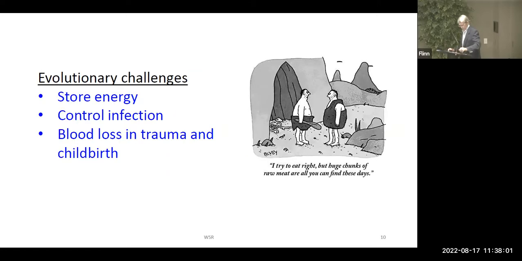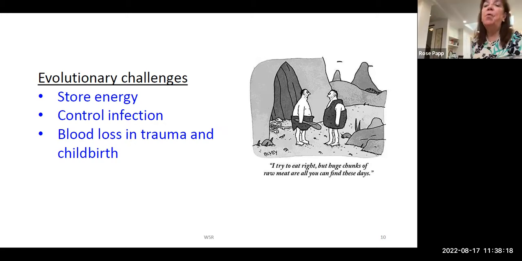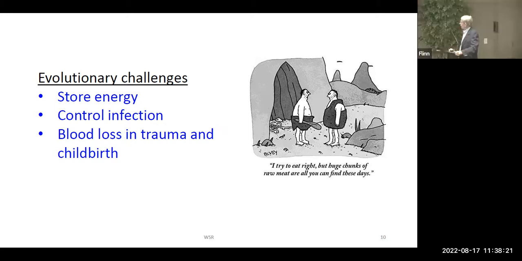So if you go back to the evolution of mammals and early man, there were three major problems that needed to be solved. One was a mechanism for storing energy in the body, so it could be stored in times of plenty and drawn on in times of famine. You needed a very effective mechanism to prevent and control infection. And you needed a blood clotting system, which would prevent us from bleeding to death with trauma, and more importantly, from bleeding to death in childbirth.